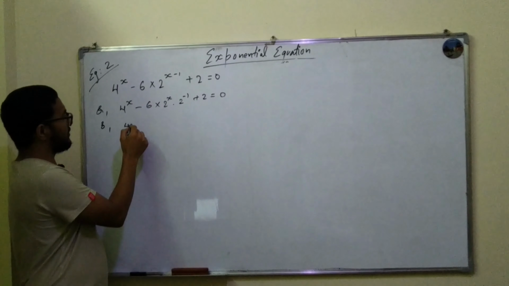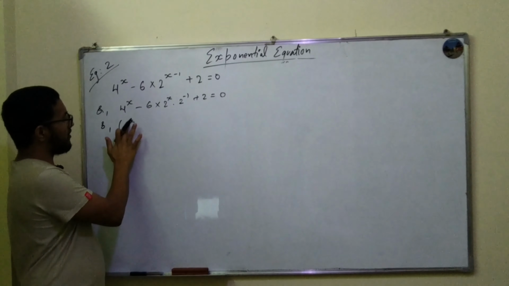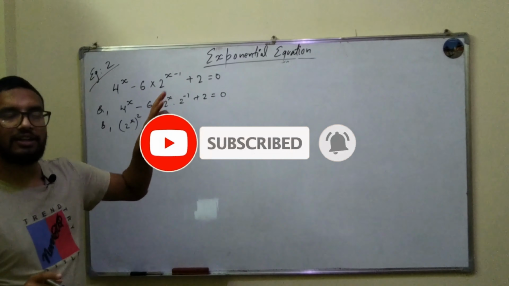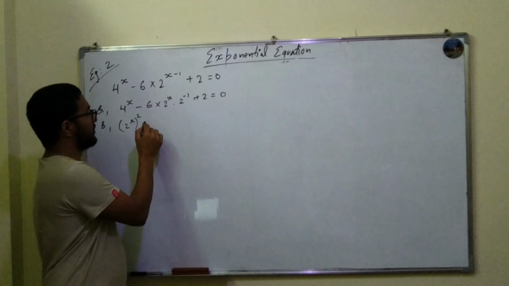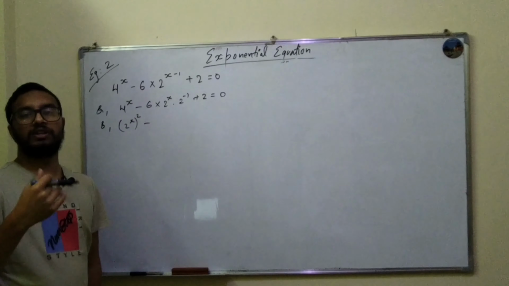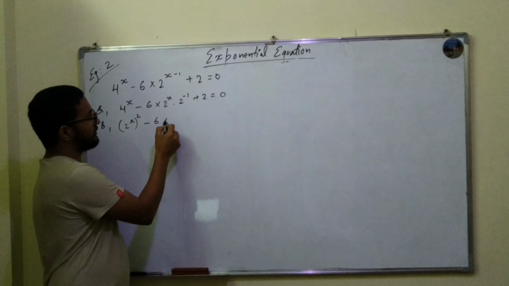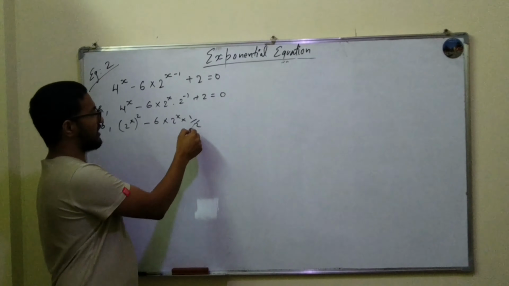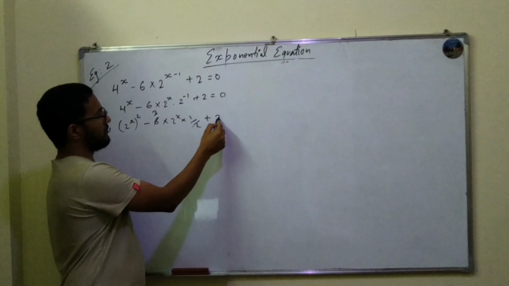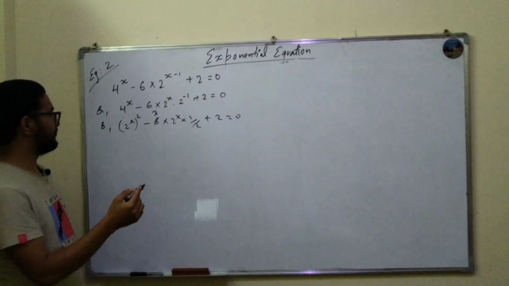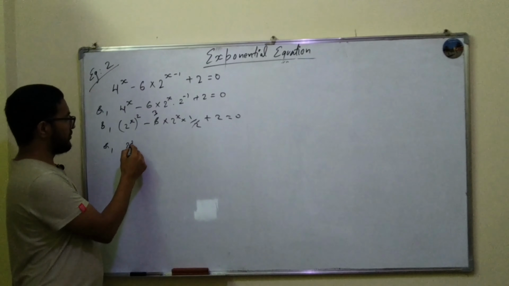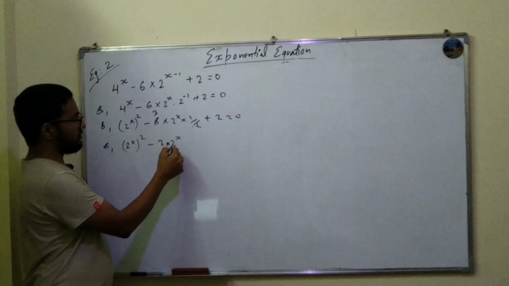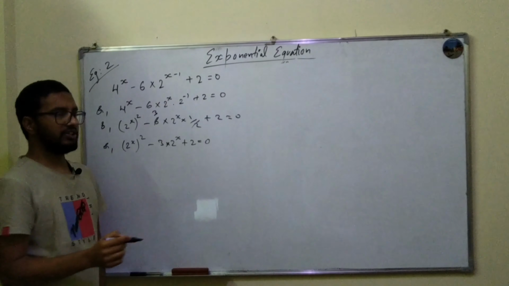And then can I write it like this? (2^x) squared, I can write it, right? So minus, if you multiply this, you will get 4^x, right? So 6 into 2^x into 1 by 2, right? So this and this cancel out. 3 plus 2 is equal to 0. Or (2^x) squared minus 3 times 2^x plus 2 is equal to 0.